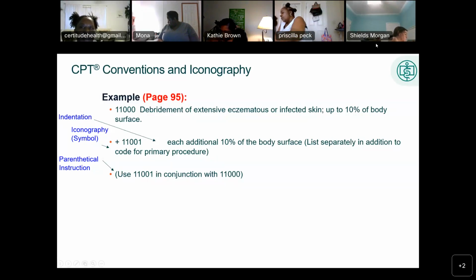So if I lost you, where did I lose you? So by using that second code, because it increases the coverage of the body, 10% more, you'll use the 11001 before the 11000. That's how it would be. No, you would do. Where's my chat box? Hold on. Let me type it for you how it would be.